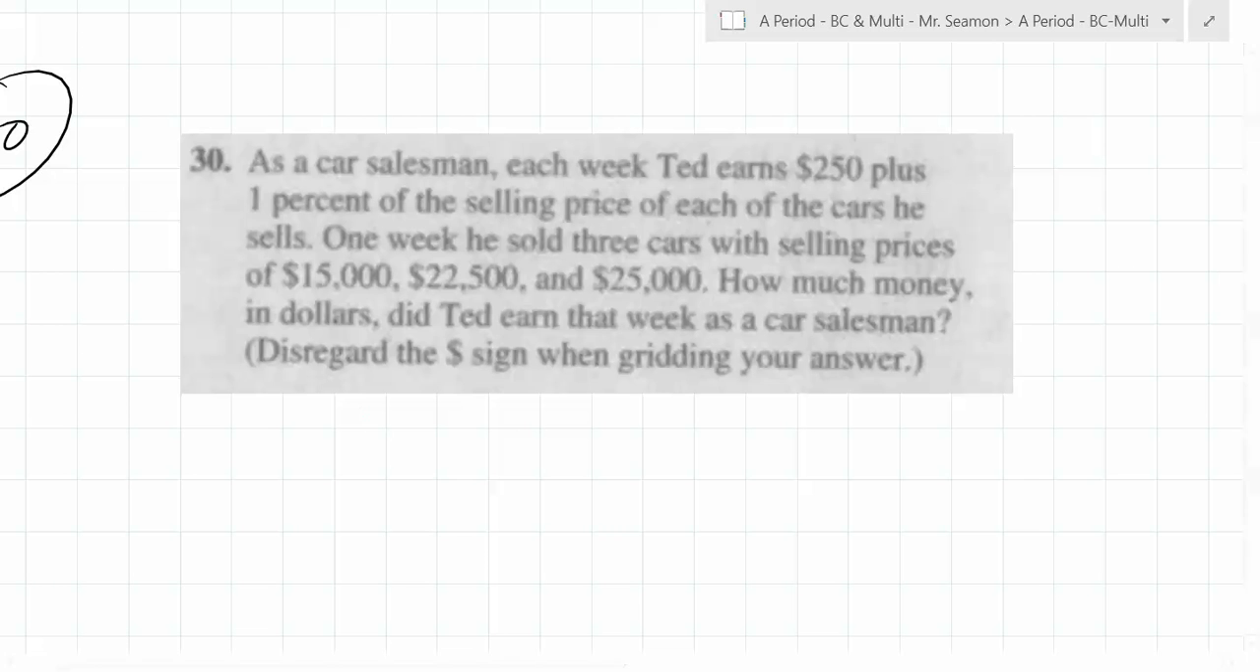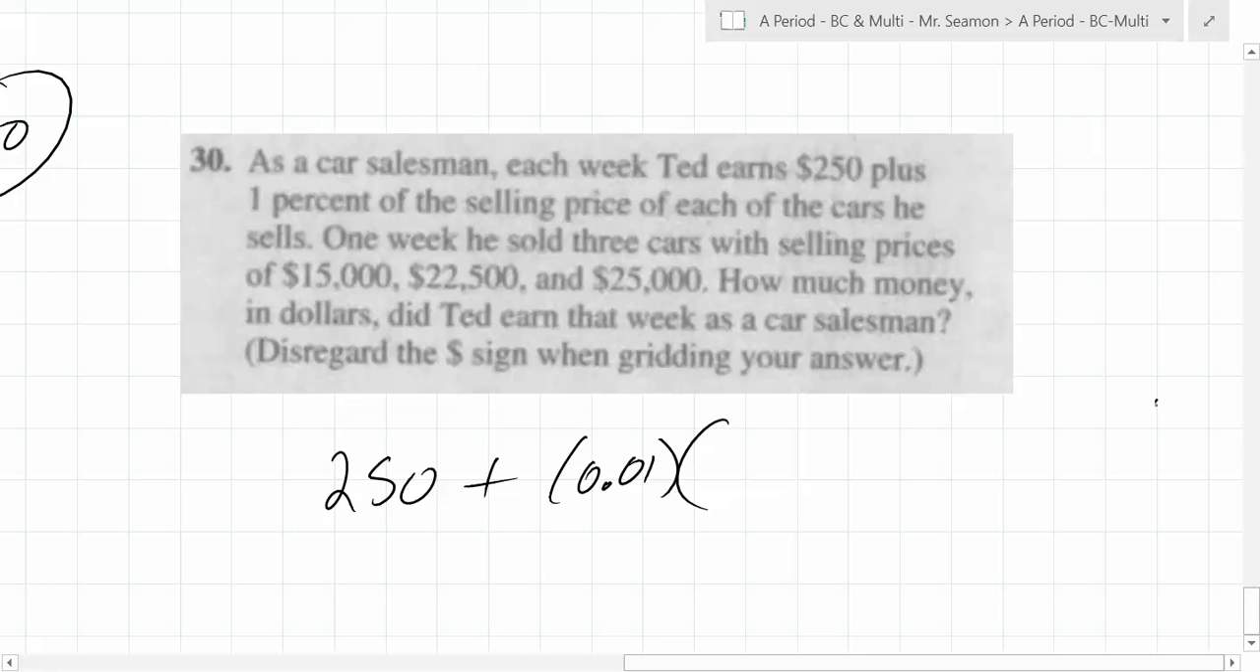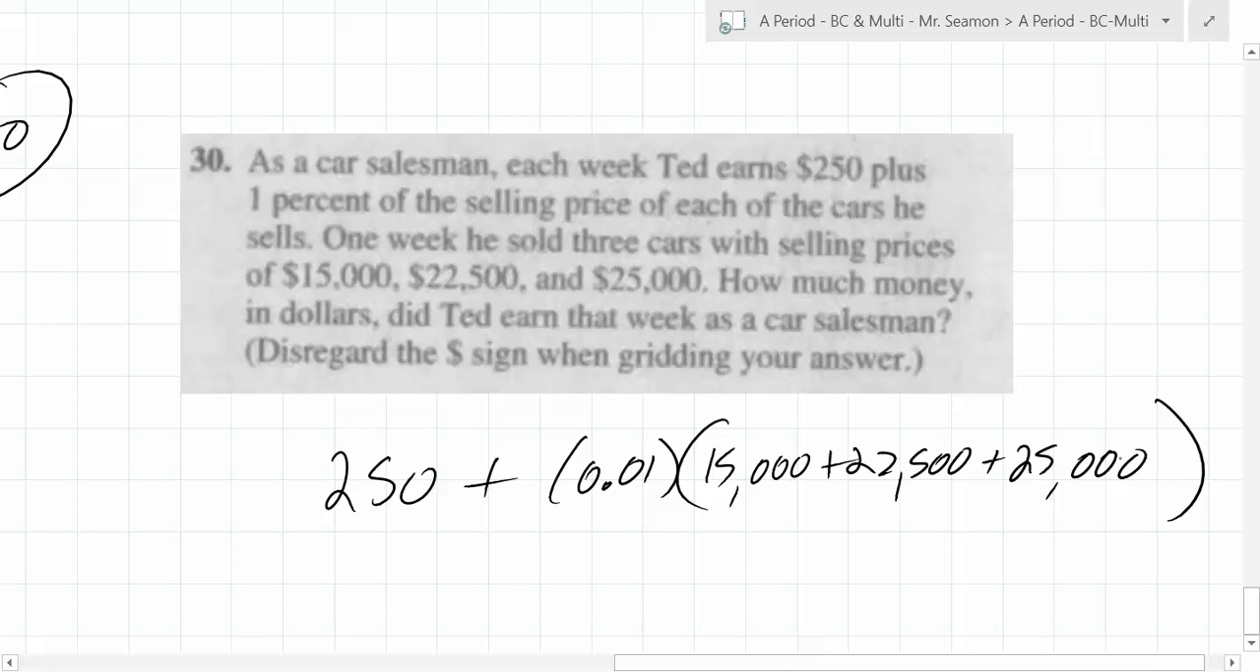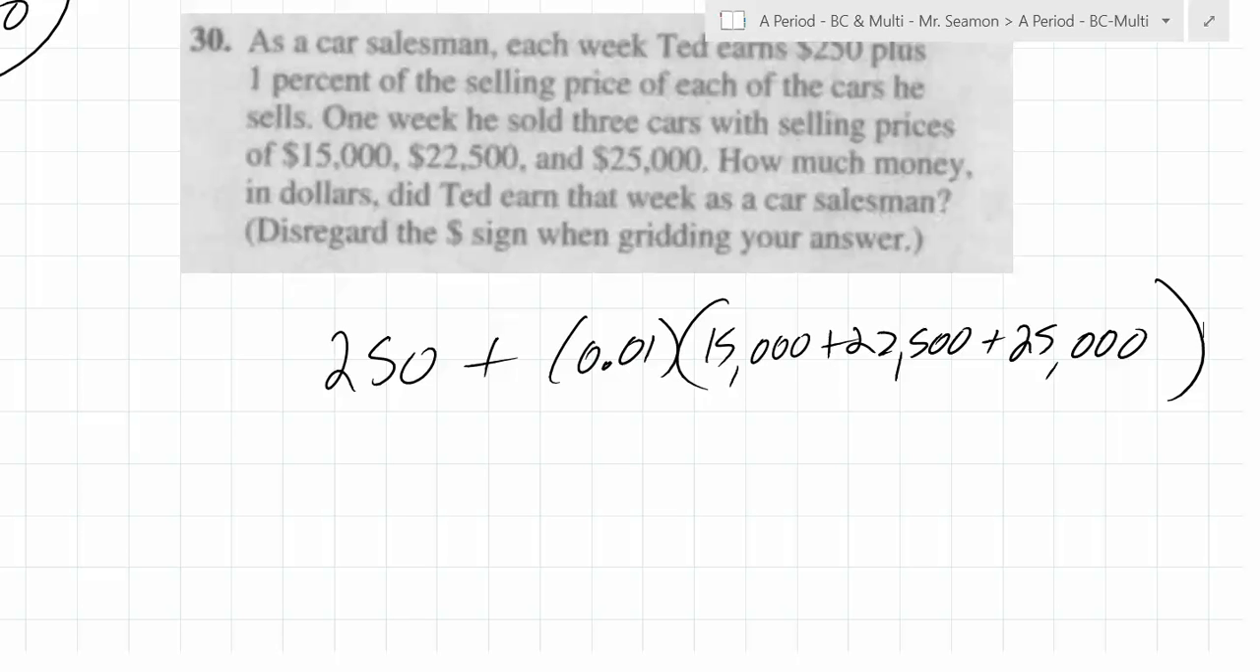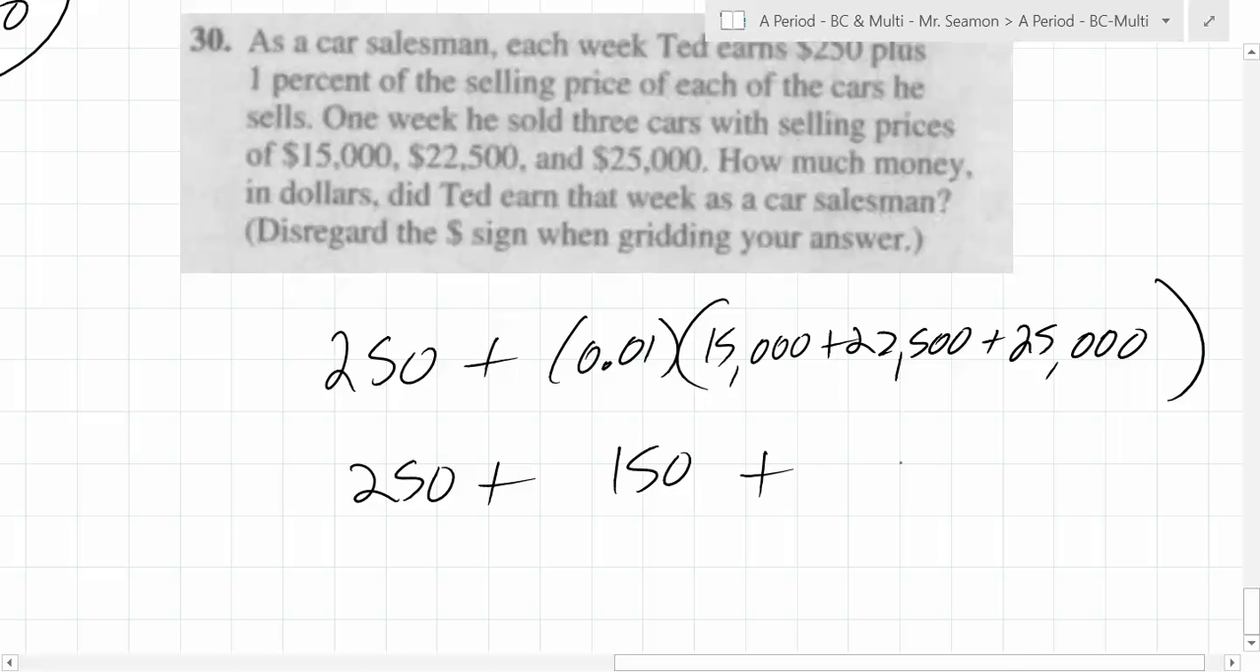He makes $250 plus 1% of what he sells. And what does he sell? 15,000 plus 22,500 plus... If you do this out, it's not impossible to do this by hand. I mean, you do 250 plus 150 plus 225 plus 250. But even if you could do that out by hand, should you? No. Just make sure you type it into your calculator correctly.